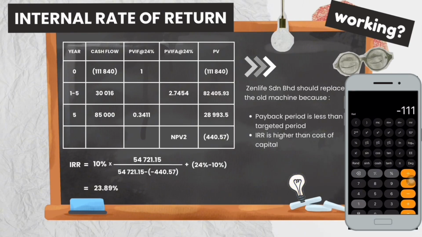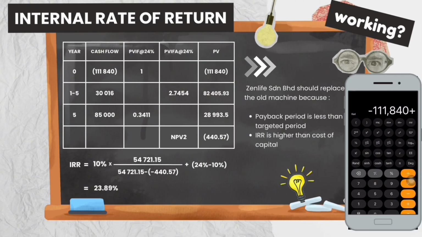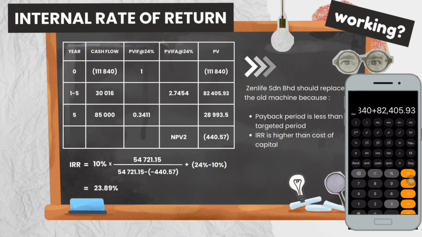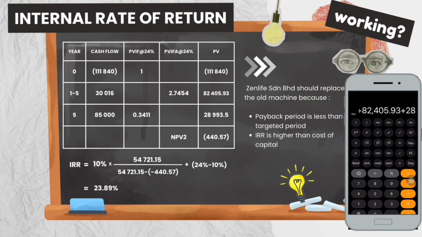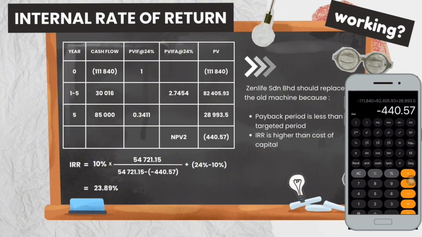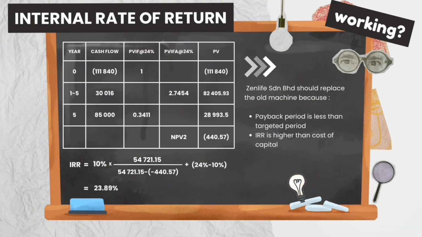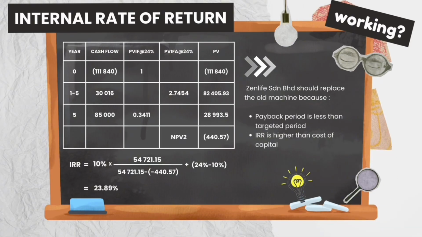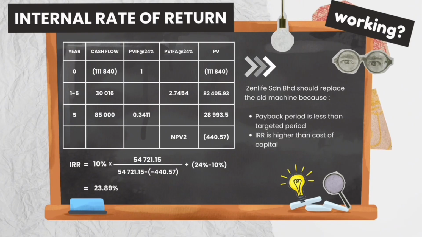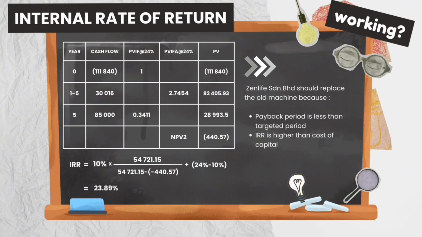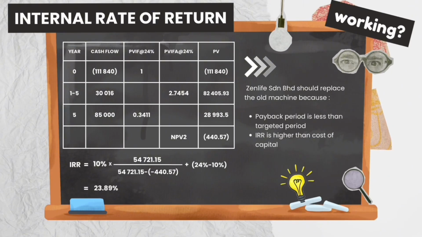After deducting the initial investment, the net present value at 24% is negative 440 ringgit and 57 cents. Using interpolation, the internal rate of return is approximately 23.89%. Since the IRR is higher than the cost of capital, the company should replace the old machine.